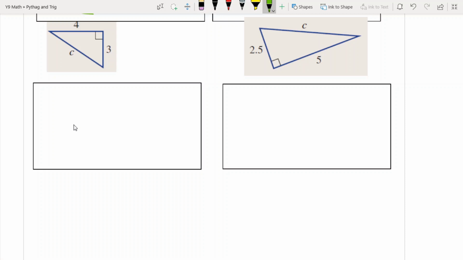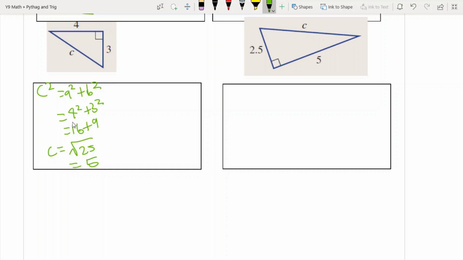All right, so I'll start this question off once again by writing the formula: C squared equals A squared plus B squared. That gives us 4 squared plus 3 squared, which equals 16 plus 9. So that means C equals square root 25, and that gives us a final answer of 5. Give yourself a tick if you got that one correct.